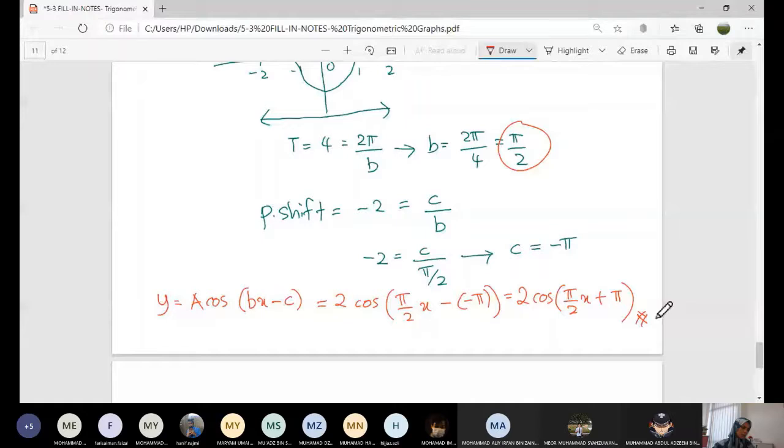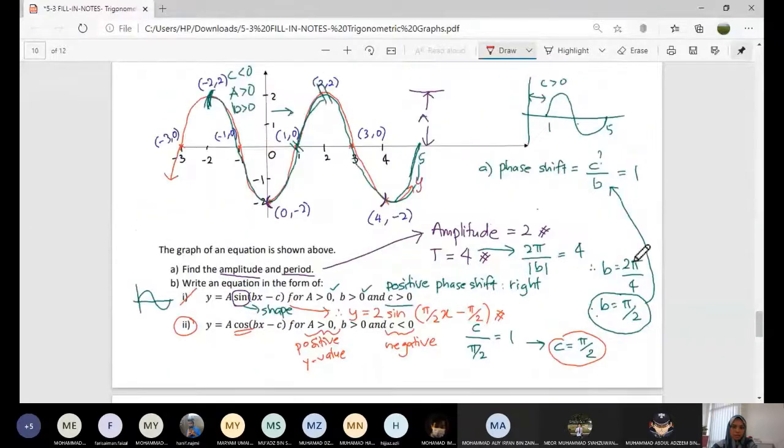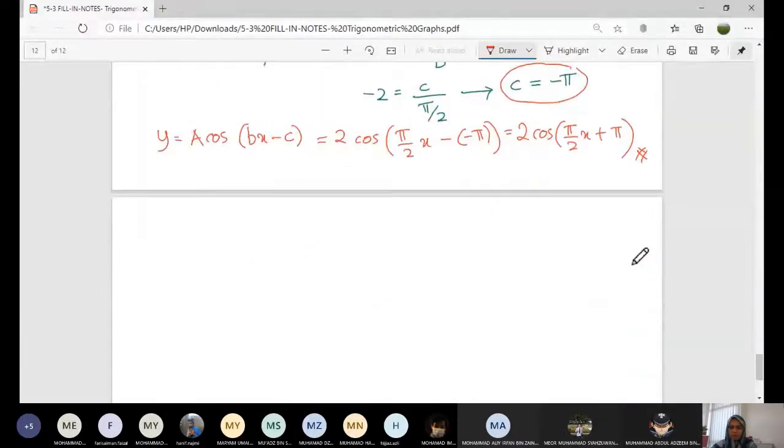Okay, is that clear? Look back at the calculation. This is your C, this is your B. So this is the equation which is included in your workbook. Okay, you can refer to your workbook, question number 33 and 34. Refer to the workbook after this. And this will be your homework, insyaAllah.